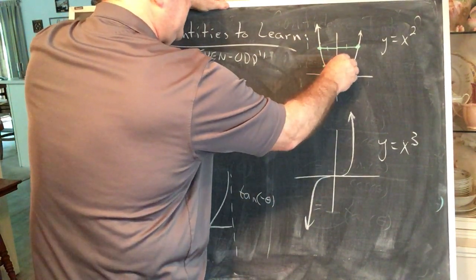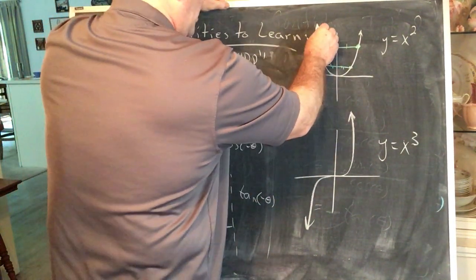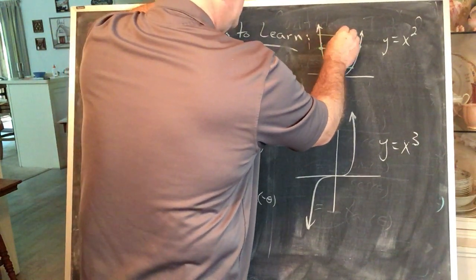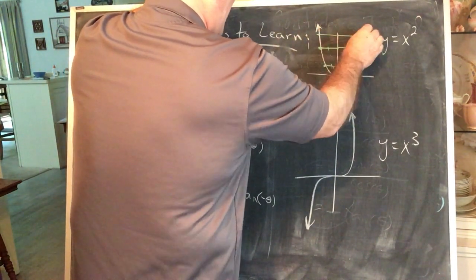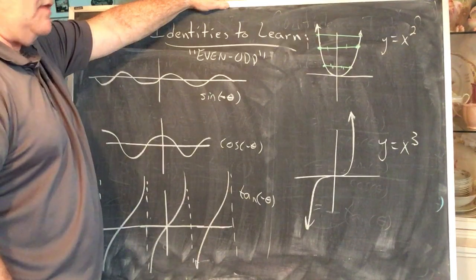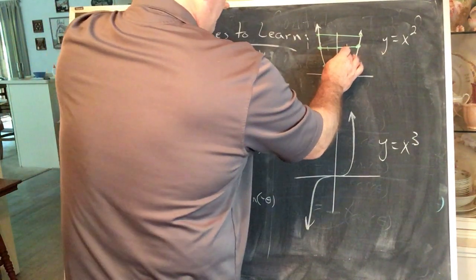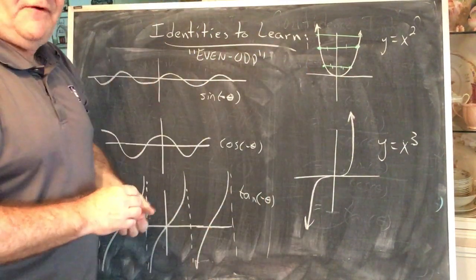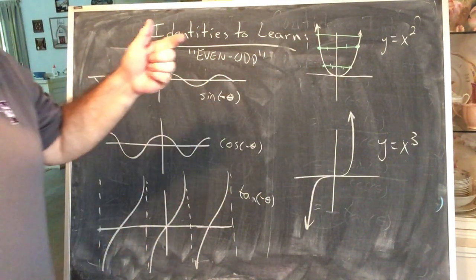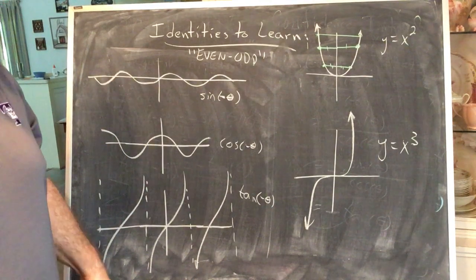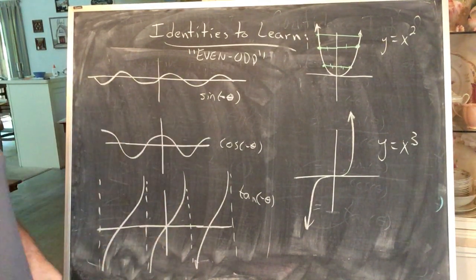If this distance equals that distance, and no matter where you start, draw to the y-axis, go through the y-axis, then you'll be back on the curve. All right? The x squared function has that property. There are other functions that have that property. The absolute value function has that property. There are others that have that property.